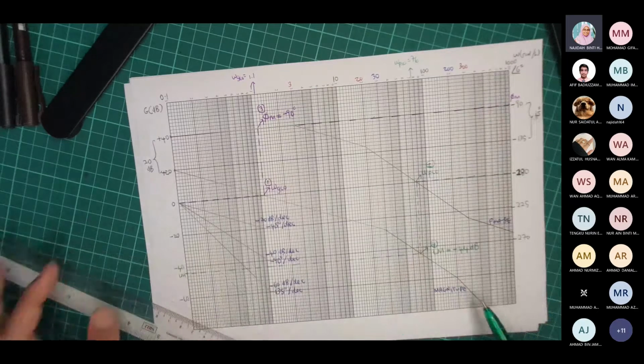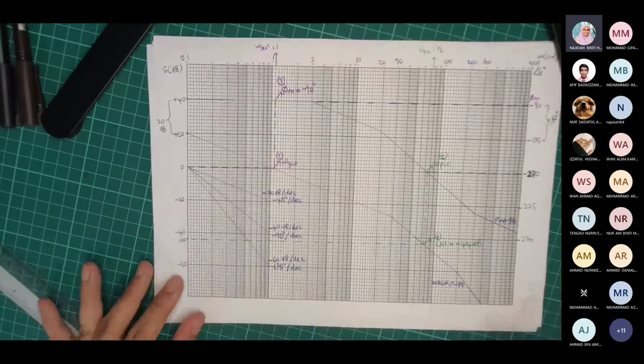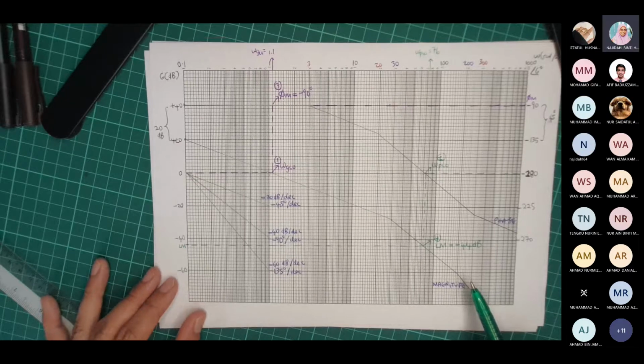How about your LM? Negative 46. Very good. Others? Husna? Arif? Fahmi? 45, okay. Same, madam. Very good.